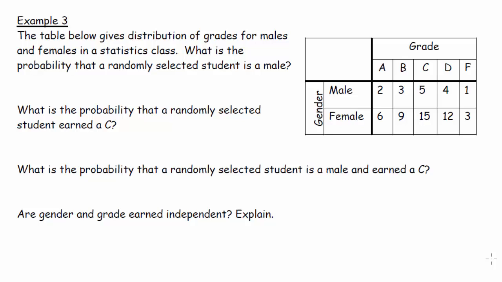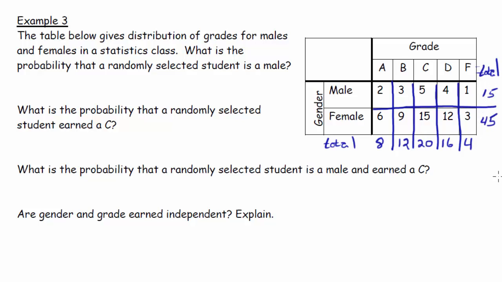In example 3, we're going to use another representation, and this is the contingency table that we've looked at. So the table below gives the grade distribution of males and females in a statistics class. What is the probability that a randomly selected student is a male? The first thing that would help us here is to add up all these columns and get some totals. So I'm going to add two columns here. A total here for gender and a total down here for grade. And I'm going to put the grand total over here, which should be the same for both, which is going to be a total of 60 students.